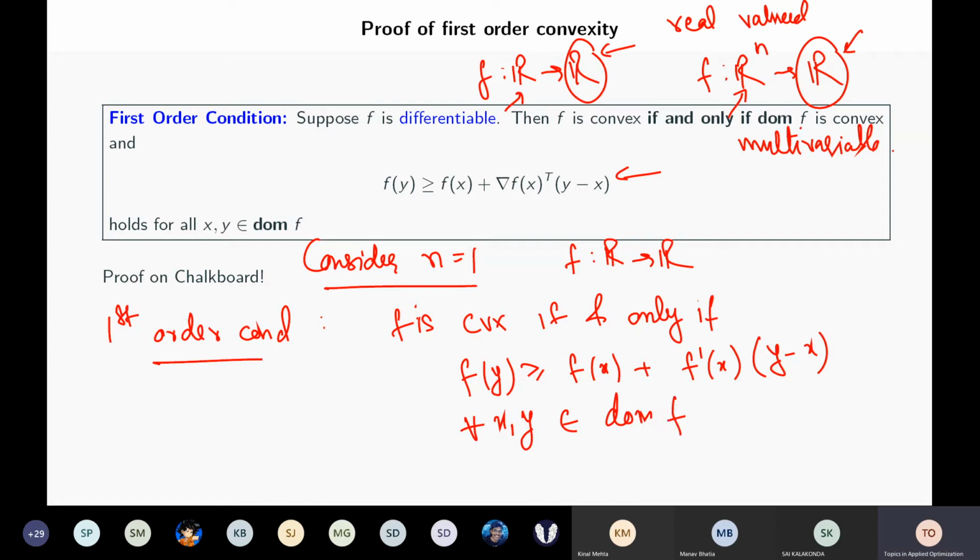Okay. So let us prove this first order condition. So this is if and only if, right? So we have to go both ways, forward implication and backward implication, right? Okay, so let us go through this. So let us prove the necessary condition. So if and only if is also called necessary and sufficient condition.